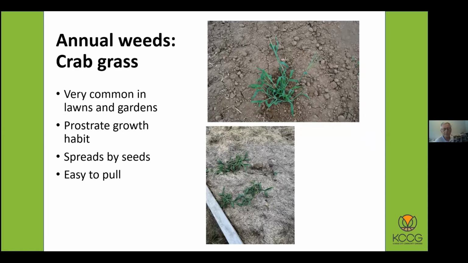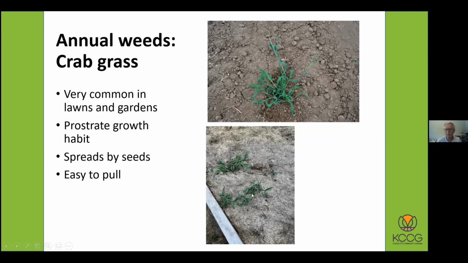Crabgrass is something that people deal with a lot in their lawns. It's very common. In lawns, it actually is a grass, so it's a little bit different from the other weeds we've been talking about. It's got a prostrate or procumbent growth habit. It just creeps along the ground. That can make it sort of hard to pull out sometimes, but really not too difficult. It spreads by seeds. Here you can see it growing in the bare garden soil. Very familiar to most people.